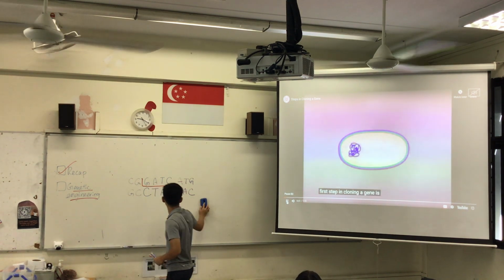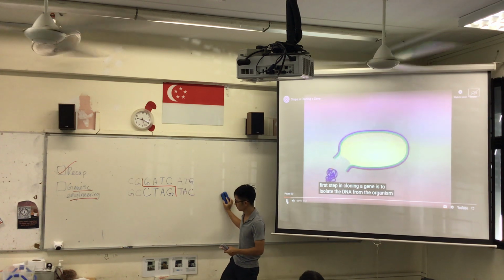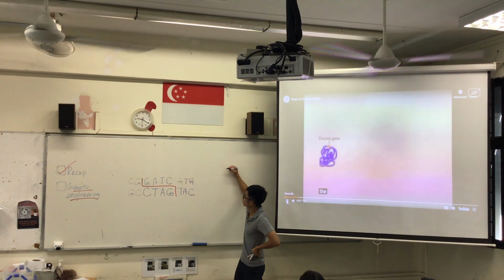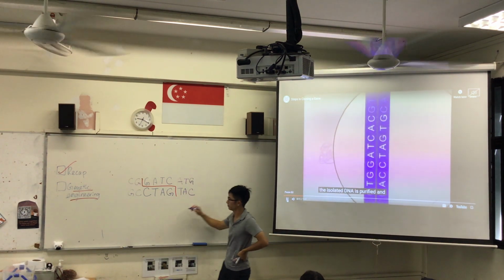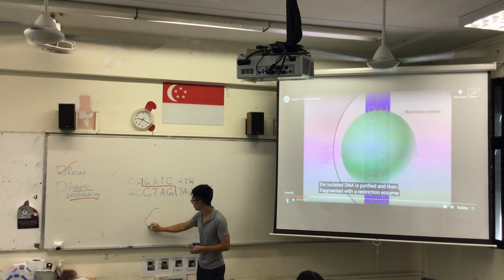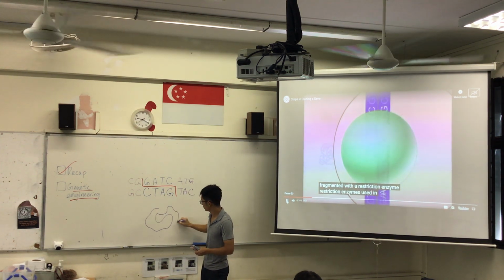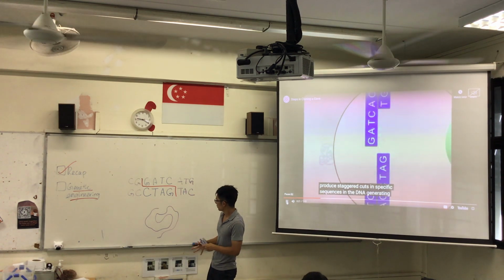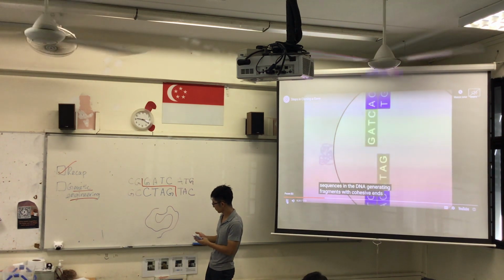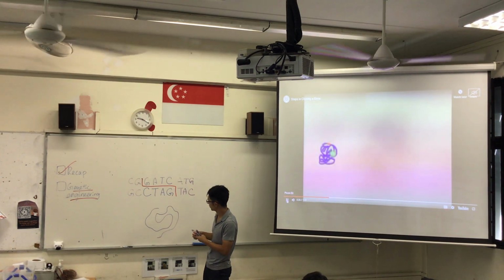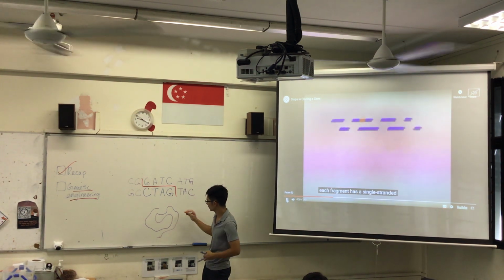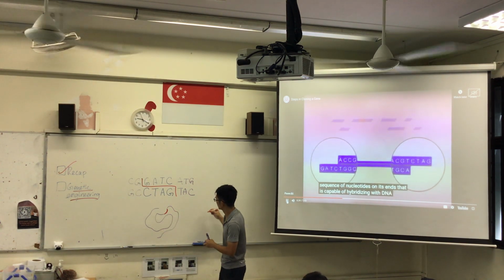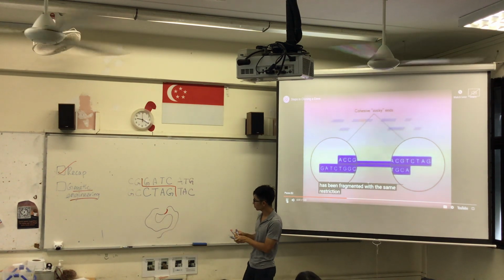First step in cloning a gene is to isolate the DNA from the organism that contains the desired gene. The isolated DNA is purified and then fragmented with a restriction enzyme. Restriction enzymes used in cloning produce staggered cuts in specific sequences in the DNA, generating fragments with cohesive ends. Each fragment has a single-stranded sequence of nucleotides on its ends that is capable of hybridizing with DNA that has been fragmented with the same restriction enzyme.